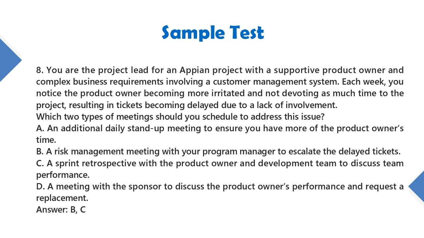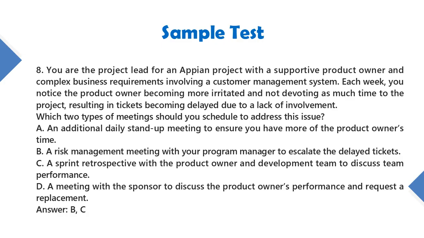8. You are the project lead for an Appian project with a supportive product owner and complex business requirements involving a customer management system. Each week, you notice the product owner becoming more irritated and not devoting as much time to the project, resulting in tickets becoming delayed due to a lack of involvement. Which 2 types of meetings should you schedule to address this issue?